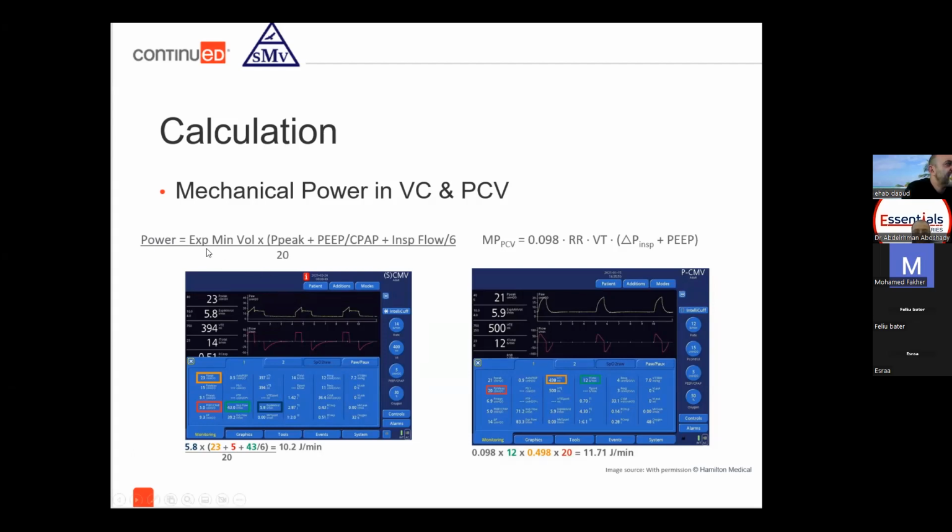So it's the total minute ventilation, which is here. The ventilator gives you all the numbers, so it's 5.8 liters times the peak pressure, 23 centimeter water, plus the PEEP 5, plus the inspiratory flow. This is Giosa's equation. Inspiratory flow was 43 liters per minute divided by 6. Then all divided by 20, so you calculate here that the mechanical power is 10.2 joules per minute.